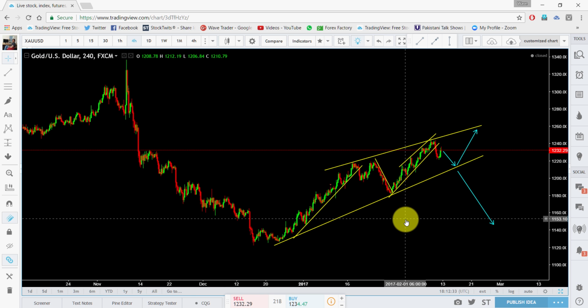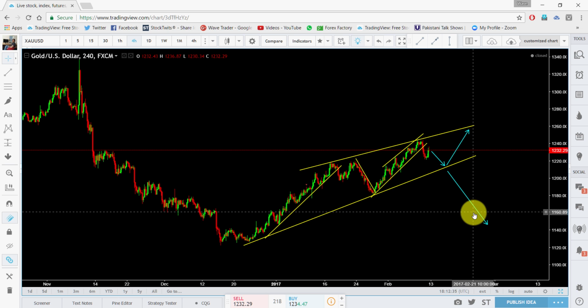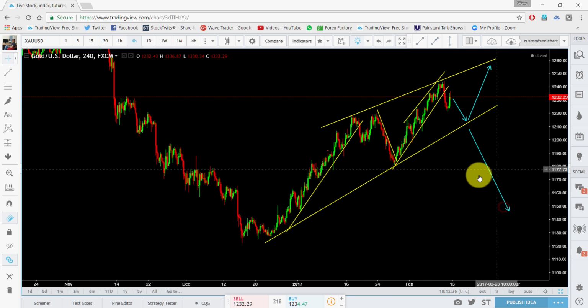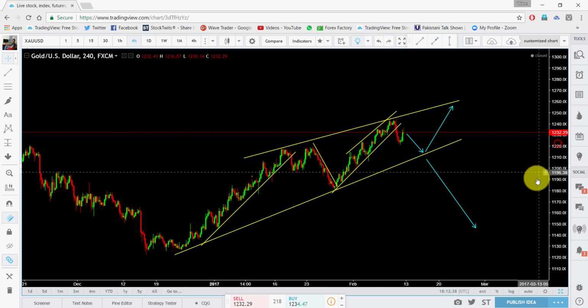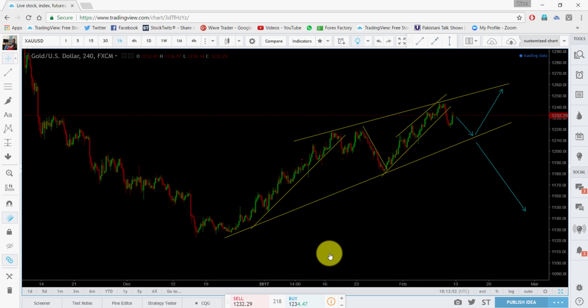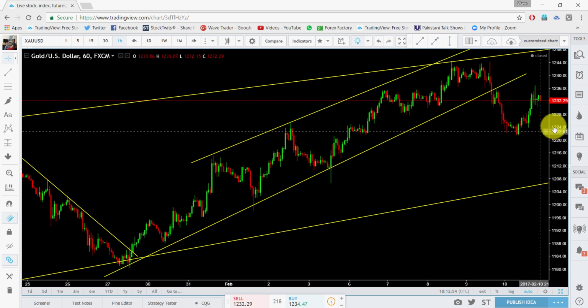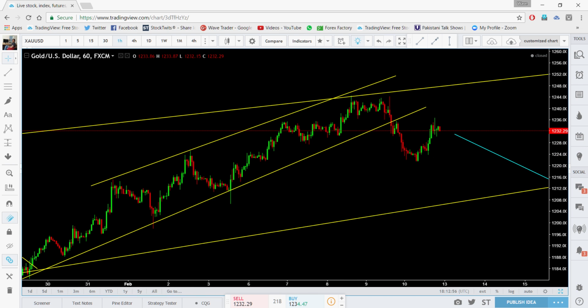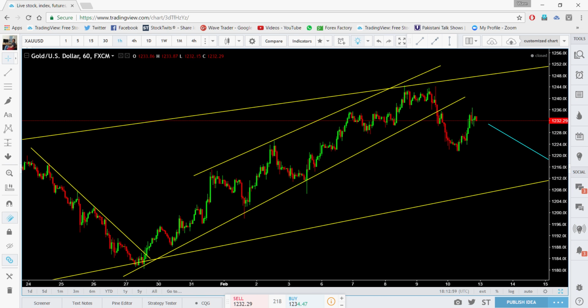Whenever price climbs up and tests the upper trend line, we will look for short. Divergence is forming there. Whenever price is forming a new high, divergence is forming. Watch the impulsive move. Whenever an impulsive move comes, look for a sell.